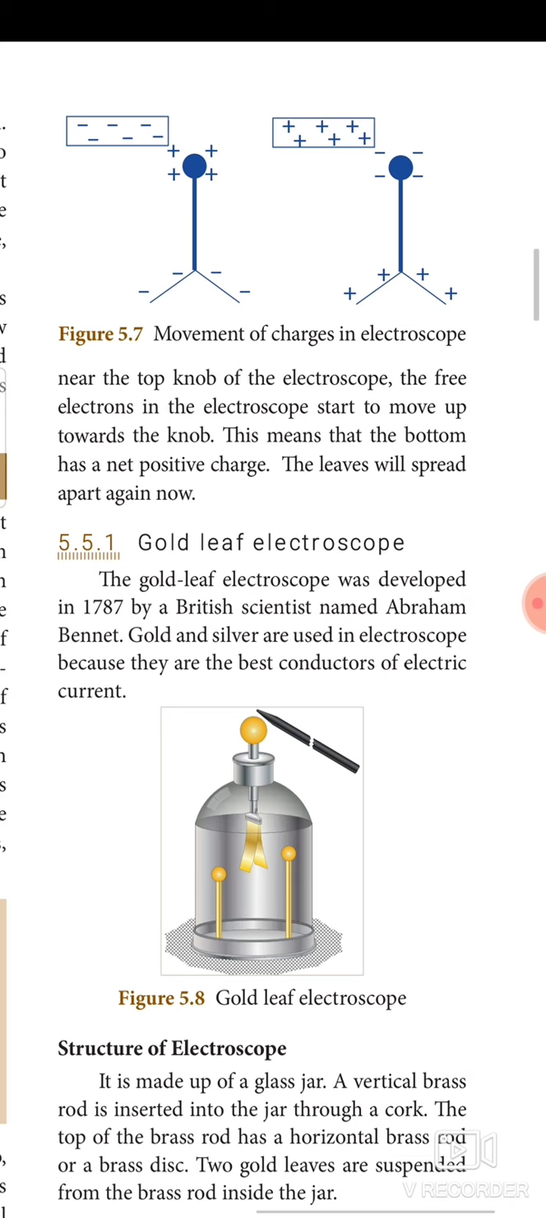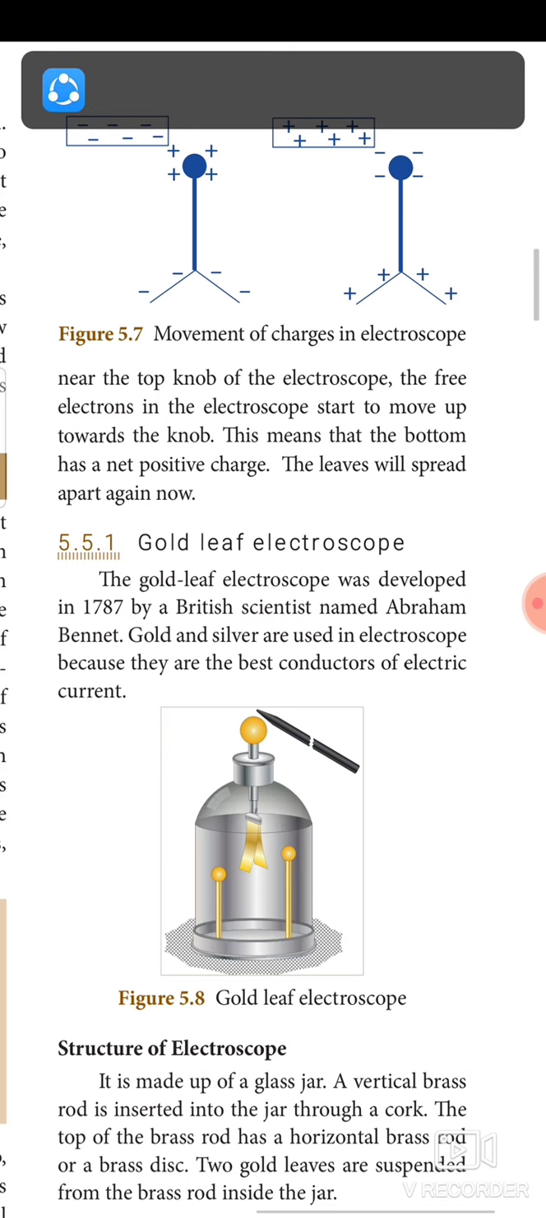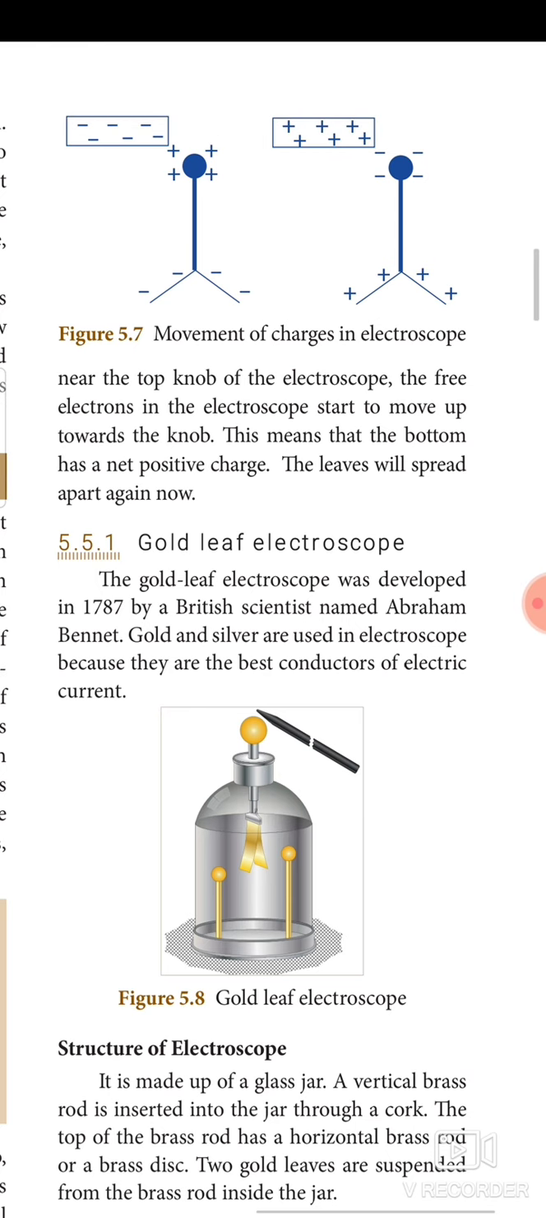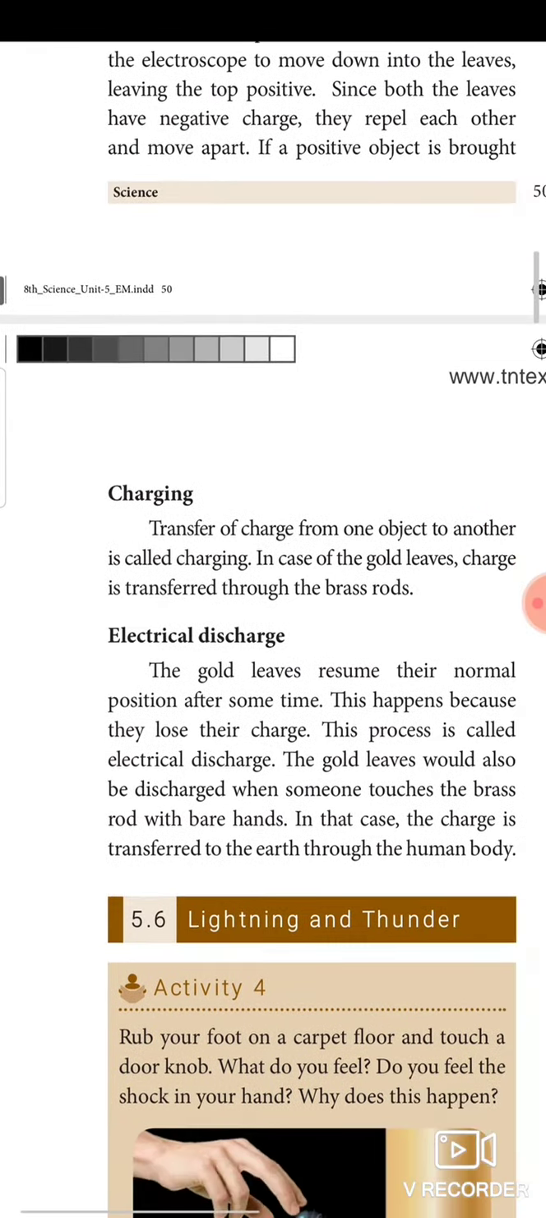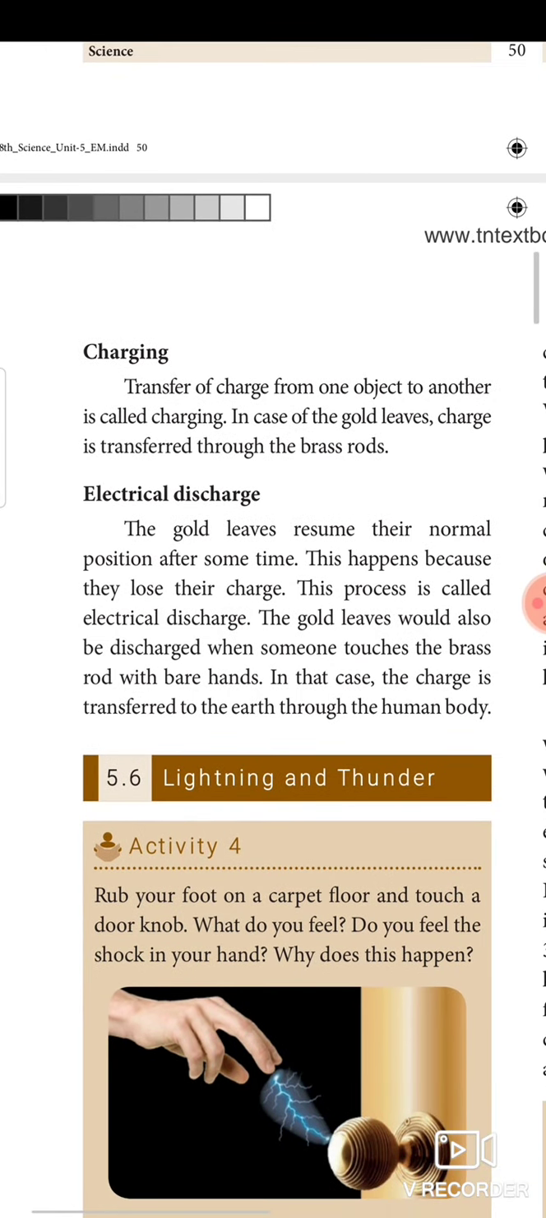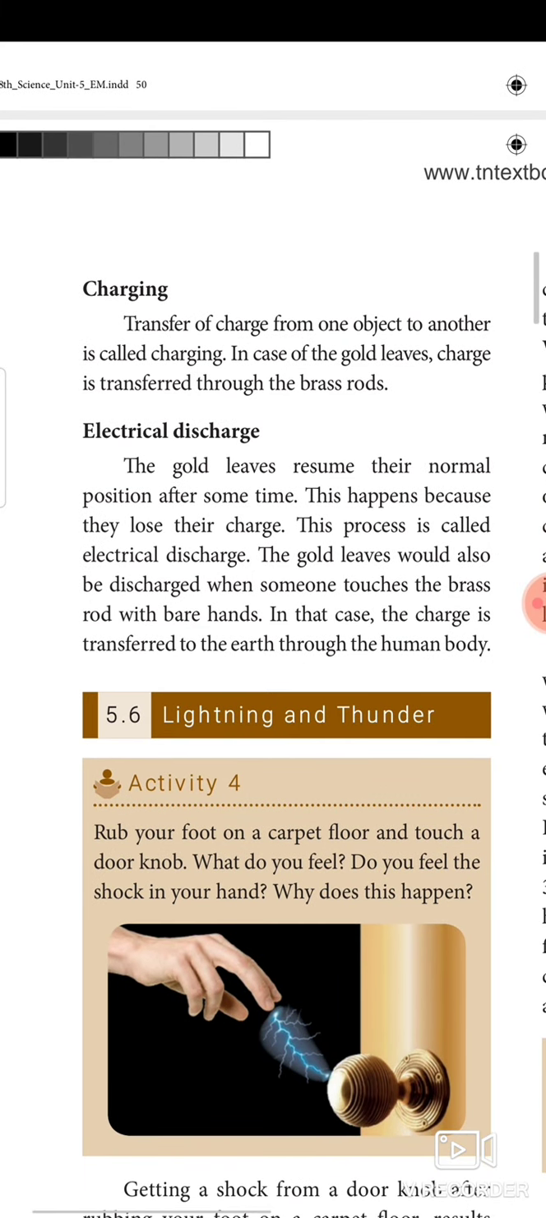Working of the electroscope. When the brass disc of the electroscope is touched by a charged object, electric charges get transferred to the gold leaves through the rod. This results in the gold leaves moving away from each other. This happens because both the leaves have similar charges. How is it charging? Transfer of charge from one object to another is called charging. In case of gold leaves, charge is transferred through the brass rod.